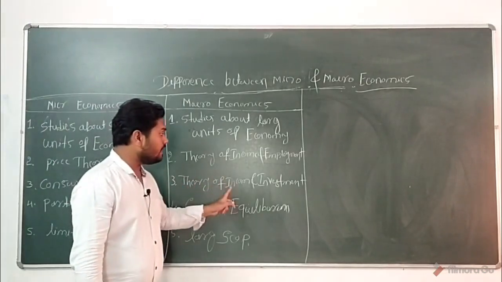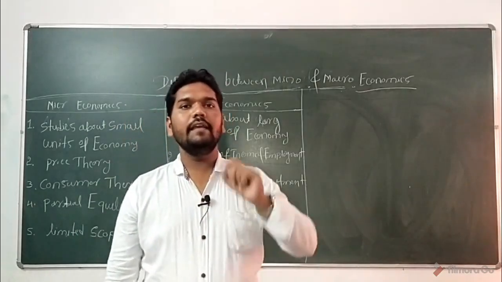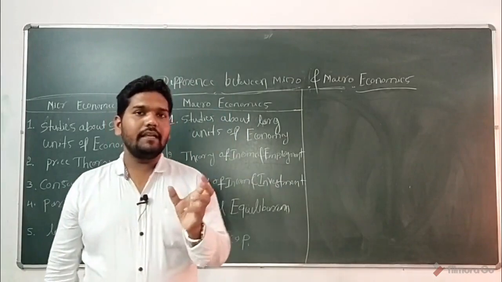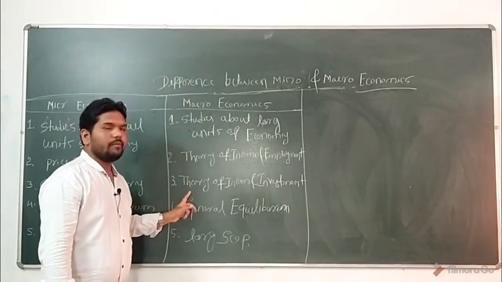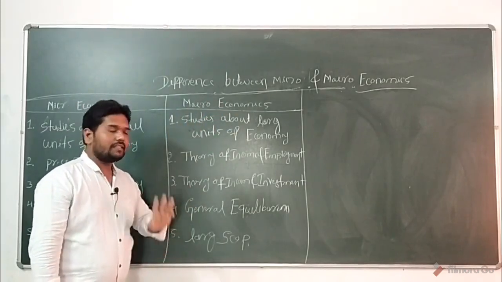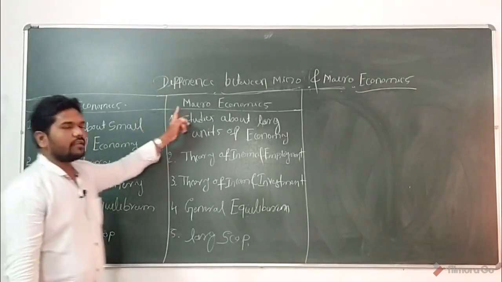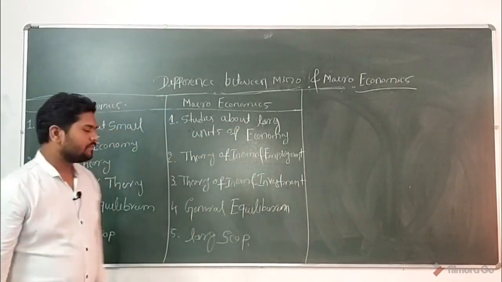Here, the theory of income and investment is a large unit of the economy. That's why it comes under macroeconomics. The third point: microeconomics is consumer theory, and macroeconomics is the theory of income and investment.